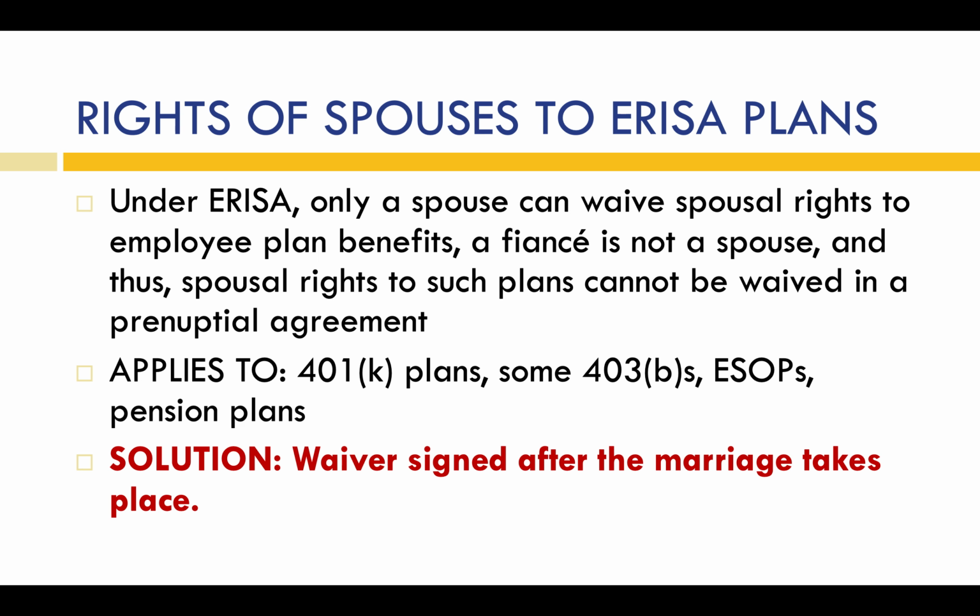Okay, a little technical issue. If you get married, only a spouse can waive spousal rights to employee plan benefits. So a fiance is not a spouse. For example, if you have a prenuptial agreement that says, "If we get divorced later, you're not going to get anything out of this 401k plan," then you have to agree to waive in advance, and essentially you have to have the prenuptial agreement, and then a waiver form that's signed after the parties get married.